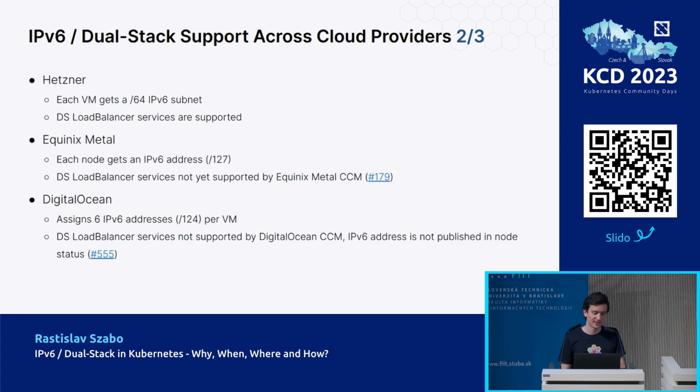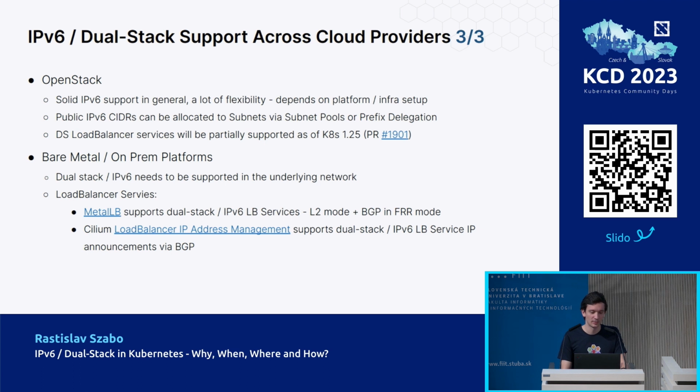Smaller cloud providers, for example, Hetzner has very good IPv6 and DualStack support, including load balancer services, so there everything works fine. In Equinix, pretty good IPv6 support, but not yet support for load balancer services. Similarly for DigitalOcean, pretty good IPv6 support on the node level, but not yet for load balancer services.